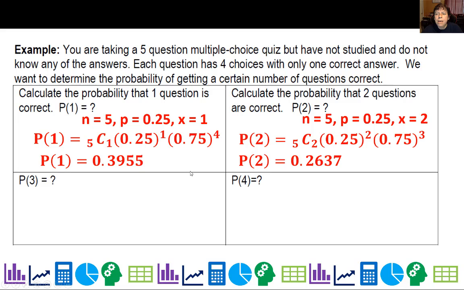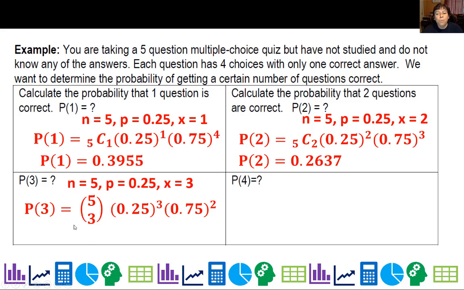All right. So let's do 3 questions correct. Same idea. Oh, let me go ahead and use the notation on your math chart. So you can see the coefficient this way, or you can see it this way. Either one is fine. You should know what both mean. This is not 5/3, not 5/3. The answer for this one is also 10, by the way. All right. So when I multiply all this out, I get 0.0879.